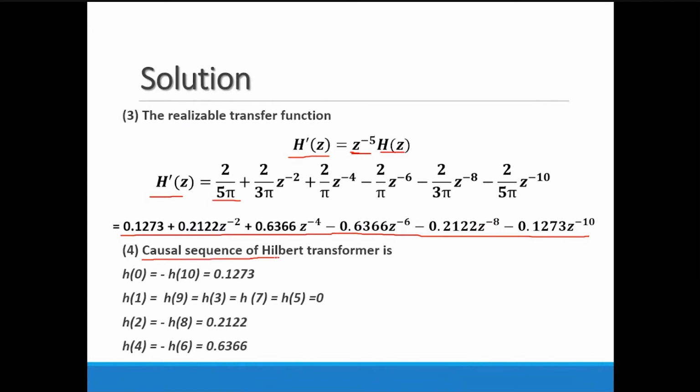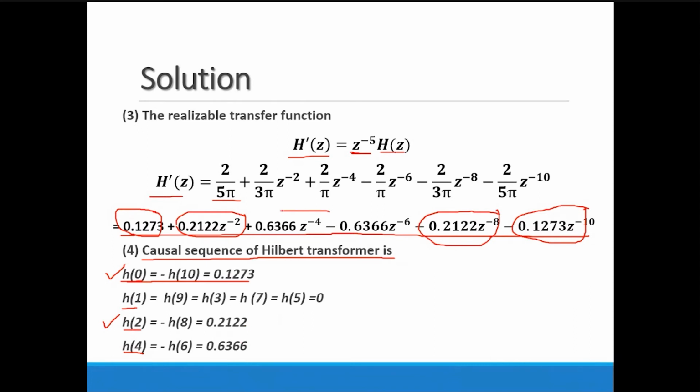Okay, so the causal sequence of the Hilbert transform is given as, now here we have written the answer in the form of a causal sequence. So H0, H1, H2, H4. First H0: H0 is the same as minus H10, which is clearly visible from here. H0 and this H10 coefficient have the value 0.1273. And the next coefficient available with us is the second coefficient, H2, which is equal to minus of H8, having the value 0.2122.